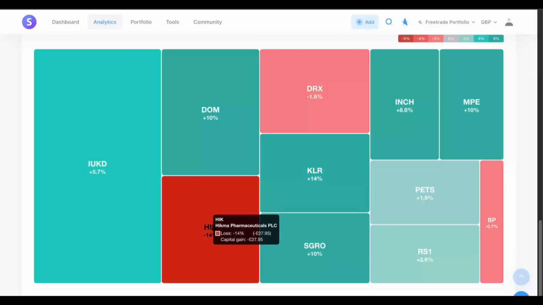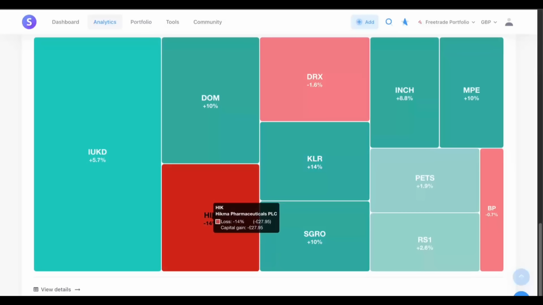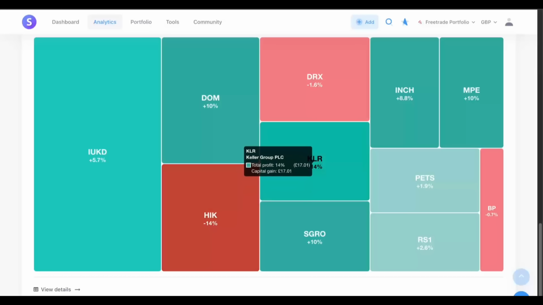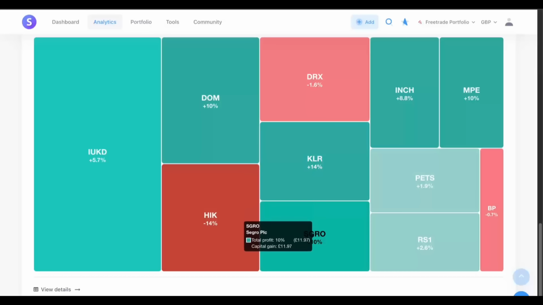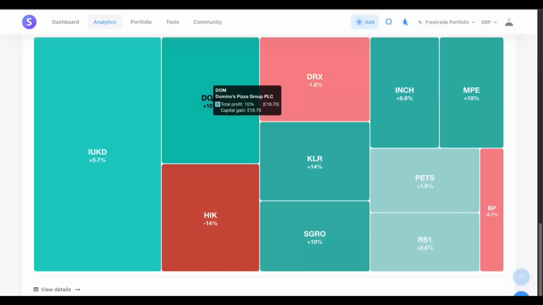And if we do take a closer look at the positions within my portfolio, most of them did end up in the green for the month of February, with the standout red stock being Hikma Pharmaceuticals, which was down a massive 14%. On the flip side, Keller Group was up 14%, and we had stocks like SEGRO, Domino's and MP Evans all up 10% each.